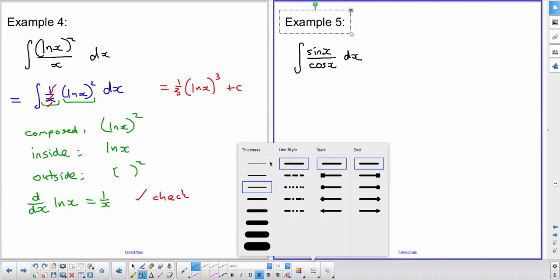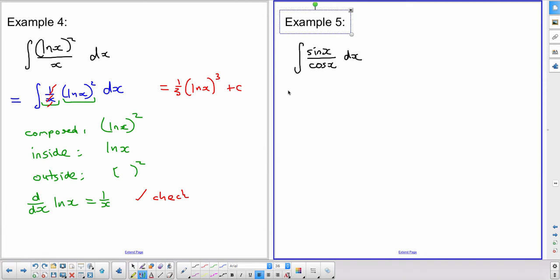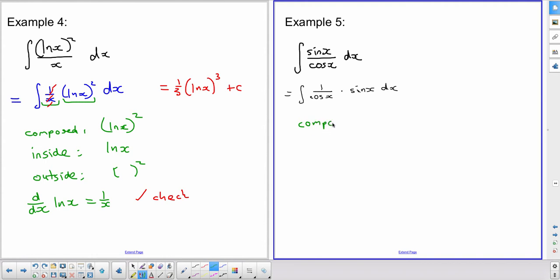Zipping straight on to another example. Again, it's not obvious we have a product, but if we write it as 1 divided by cos x multiplied by sin x, we see a product of two functions. In this case, the composed part is 1 divided by cos x. The inside part is to take the cosine. The first thing we do with x is to take cosine. After we've done that, we say 1 divided by cos x. So let's let u equal cos x. So we're saying that the outside function is 1 divided by u.